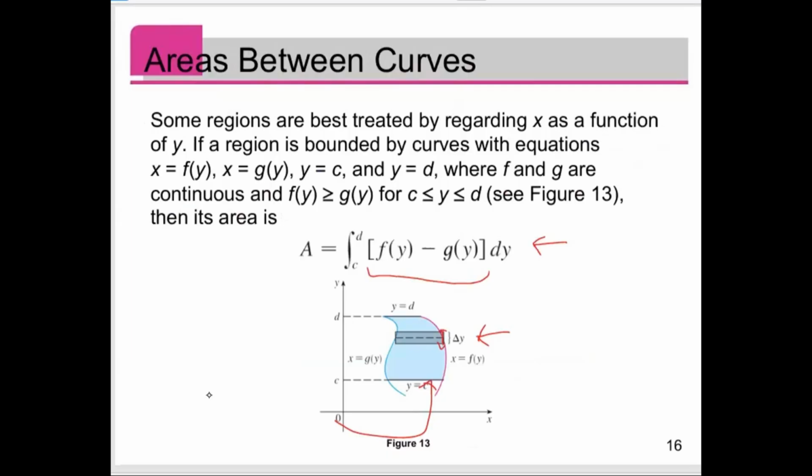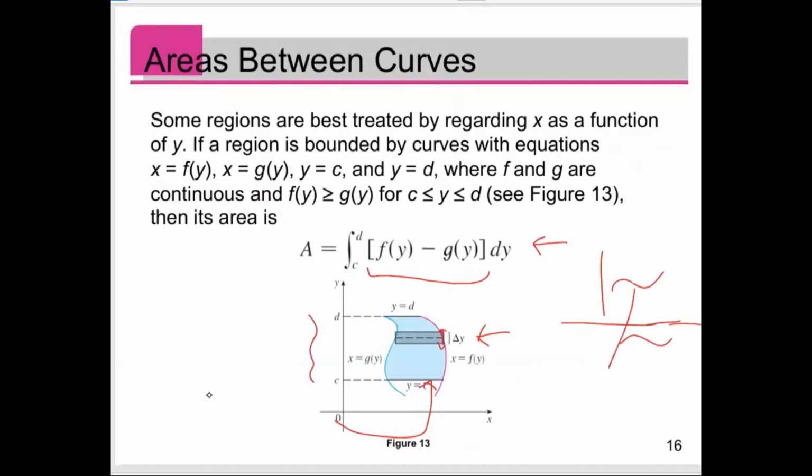c and d, just so as not to confuse you with a and b, which we use when performing integration with respect to x. So it's just a letter. So we have integration from c to d, f(y), the rightmost function, minus g(y), the leftmost function. And similar to integration with respect to x, g(y) could be here as well.